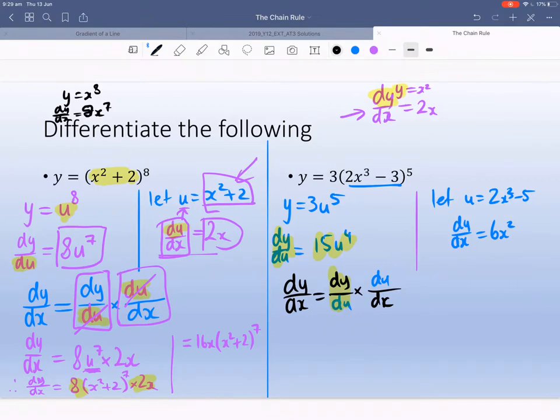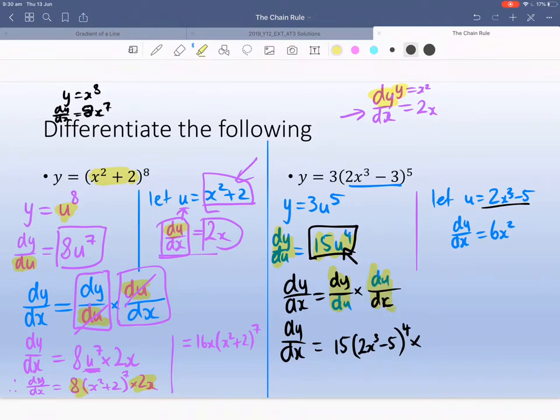Now, notice what I'll do. dy/dx equals, now I'm going to put this in, but I'm going to substitute the u straight away. So 15, instead of the u, I'm going to put the other thing: (2x cubed minus 5) to the power of 4 times, do we have du/dx? Yes, we do. It's 6x squared. So that equals, we're going to multiply this with this. 3 times 15 is 45, so 6 times 15 will be 90. So we've got 90x squared (2x cubed minus 5) to the power of 4.